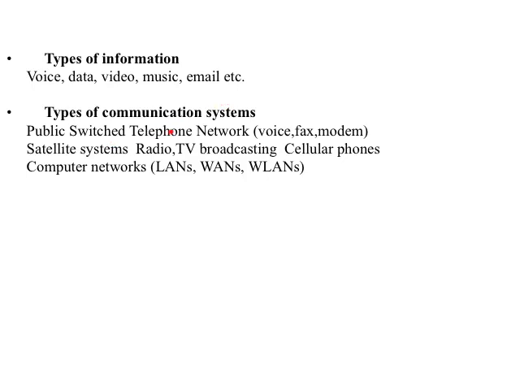Next, coming to the types of communication system, there are many types of communication systems. For example, a public switched telephone network, which is actually able to transmit a voice, a fax, or a modem. A voice, fax, or a modem comes to the classification of public switched telephone network. Similarly, satellite systems which can be transmitting the radio signals, TV broadcasting, cellular, computer networks like LANs, WANs, and WLANs. These are the examples that I can take for the types of communication systems.